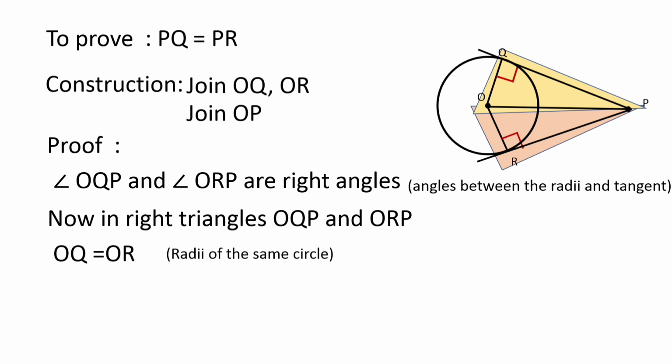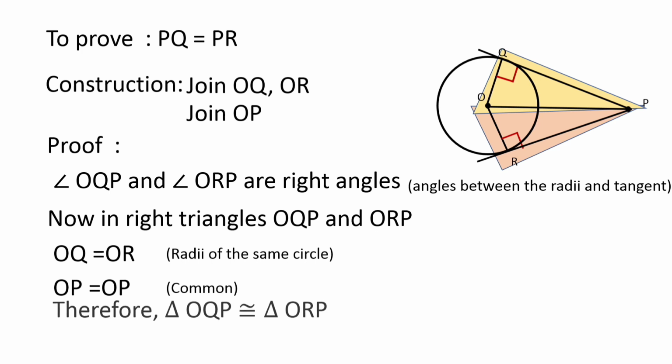OP is equal to OP. It is the common side to both the triangles. Therefore, triangle OQP is congruent to triangle ORP because of the RHS theorem. So, PQ is equal to PR, corresponding parts of congruent triangles, CPCT. Hence proved.